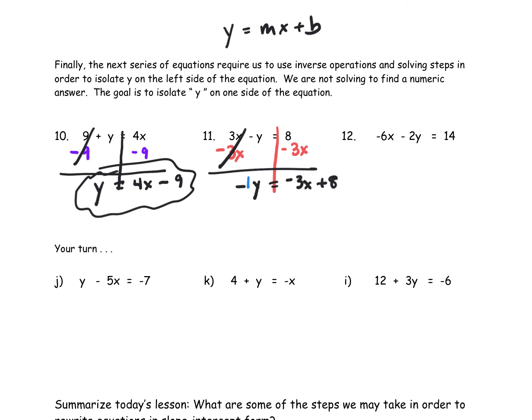So we're almost done. Almost looks like slope-intercept form, but this pesky negative 1, or this negative y, is going to cause us some issues. So we're going to divide both sides by negative 1. So on the left side, we've met our goal. A negative divided by a negative is a positive. So we want a positive 1, y. So now we have y isolated.